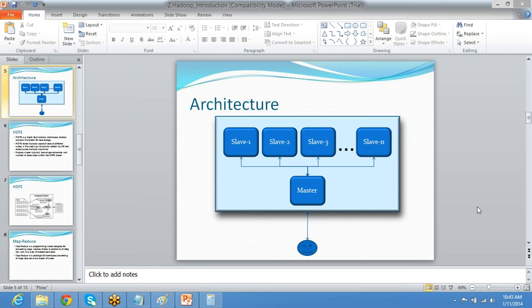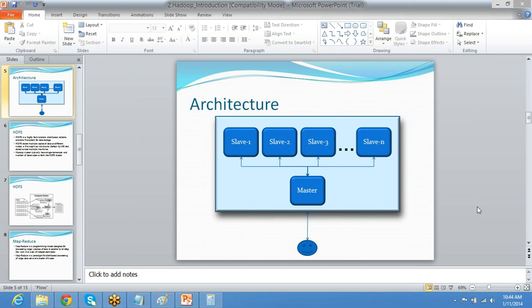Hadoop has two parts: one is HDFS and another is MapReduce. HDFS is the storage layer. In HDFS you store the data. The full form of HDFS is Hadoop Distributed File System. It's like a file system only.